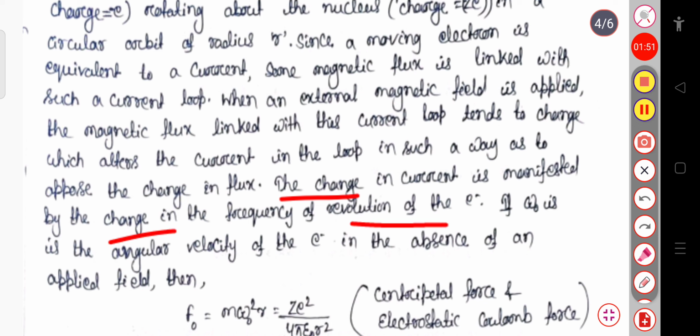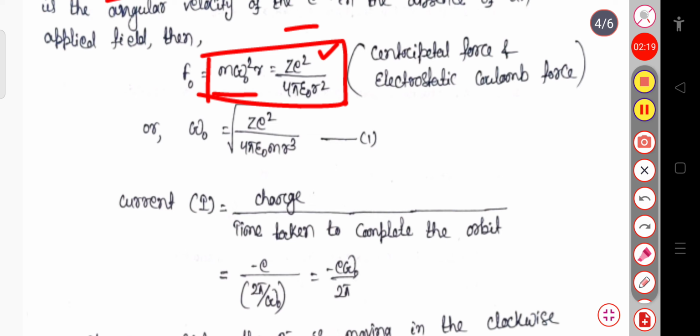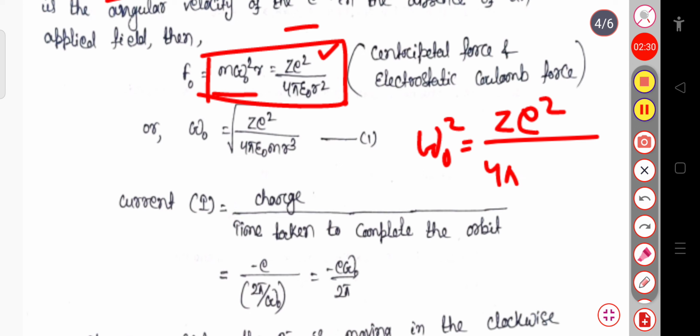From this relation we can calculate omega naught. If I solve this equation, omega naught square will be equal to Z e square divided by 4 pi epsilon naught r square into m r, so this will be Z e square divided by 4 pi epsilon naught m r cube. If I take the square root of both sides, omega naught will be the square root of Z e square divided by 4 pi epsilon naught m r cube.